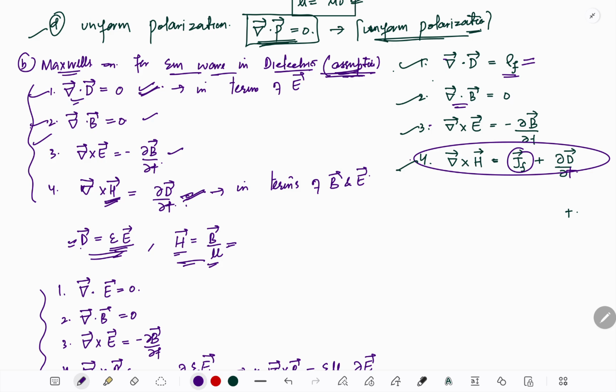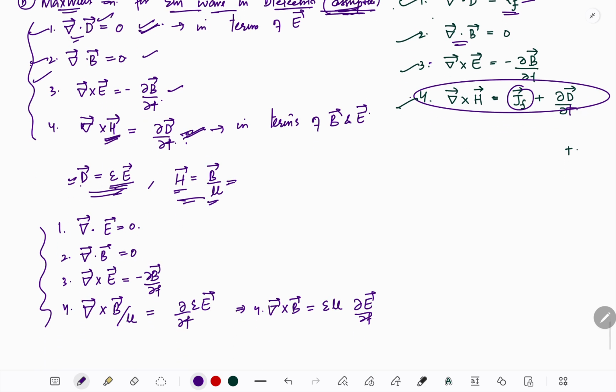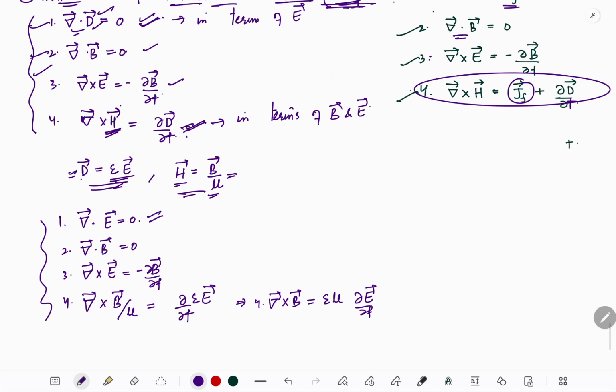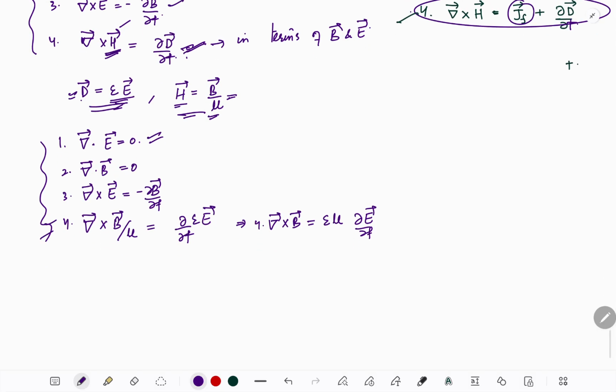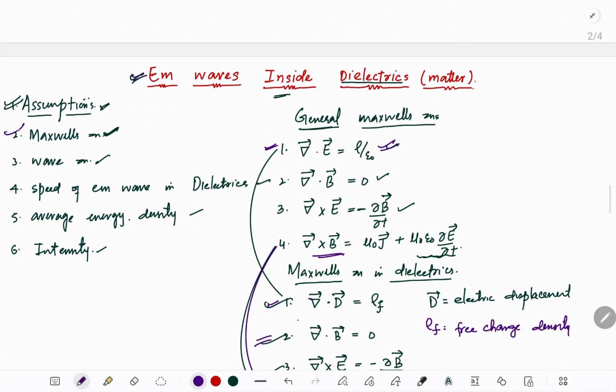With that, the dielectric material should follow certain assumptions. Okay, so this is in terms of D, and this is in terms of E and B. So this one is in terms of D and H, or like, the first one and the fourth one are very important, and these are in terms of B and E. This is in terms of E. Now, I hope you get this point, okay, and this point.